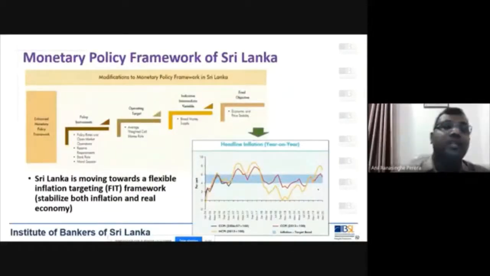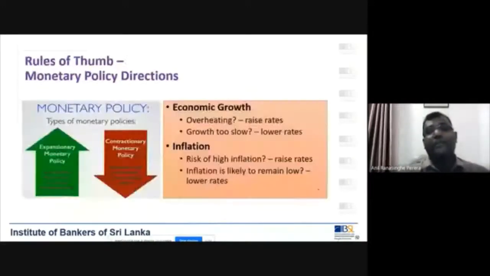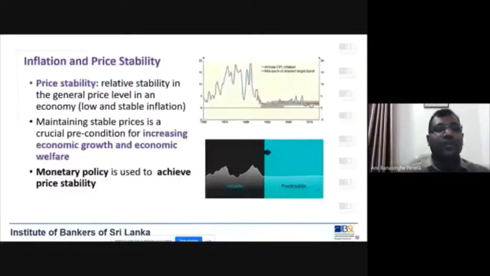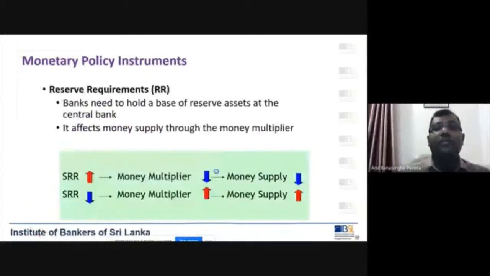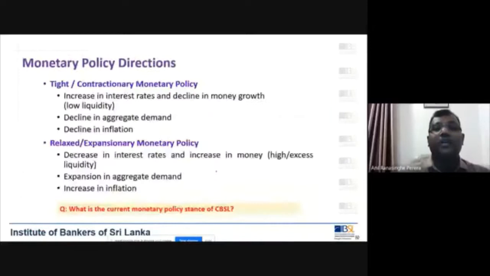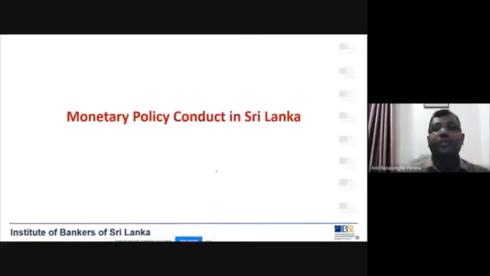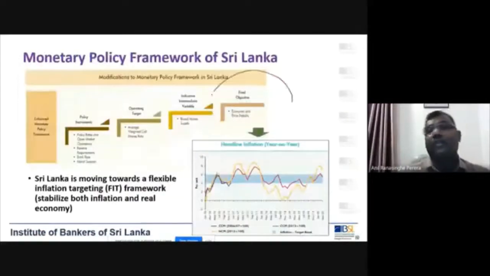Now, when the central bank is doing it, remember I showed you this diagram, this framework, where the central bank has a goal and instruments. So if you apply the same for the Central Bank of Sri Lanka, it has a goal. This is the final objective. What is the goal? Economic and price stability, mainly price stability, to keep inflation low.